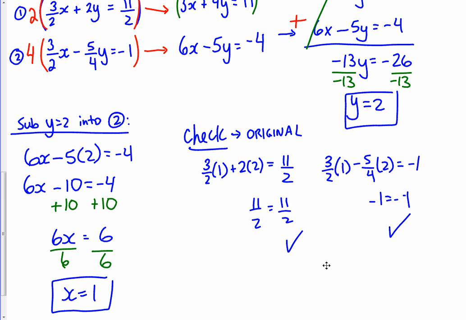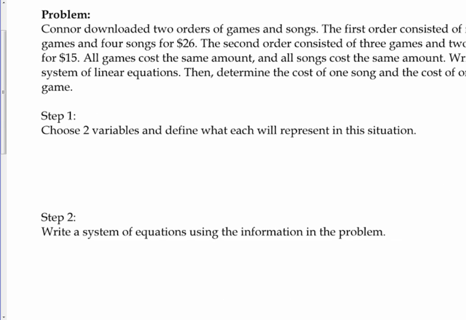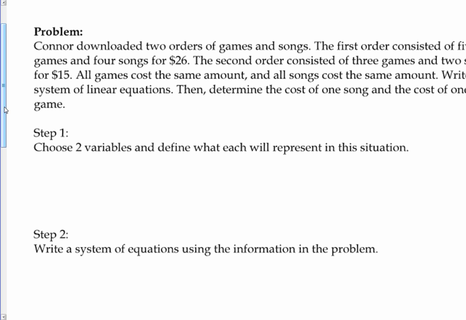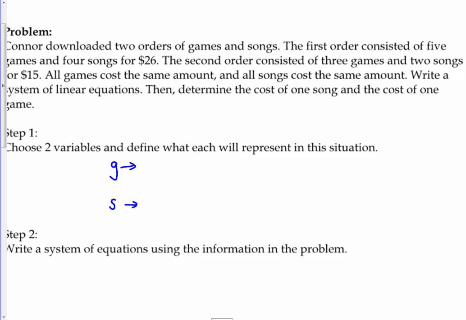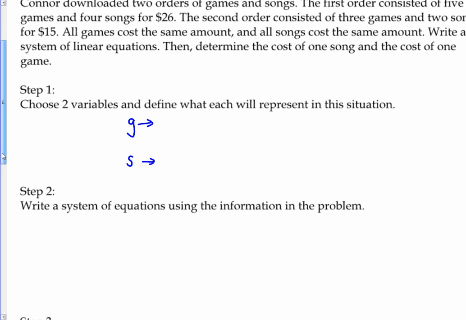Okay? All right. If you look at the next page, I just want you to write the equation. We're not going to solve it. We're just going to get you to write the equation. So read through this problem, and I want you to come up. Let's use the same variables. We're going to use G and S. Okay, please write the 2 equations. It says Connor downloaded 2 orders of games and songs. The first order consisted of 5 games and 4 songs for $26. The second order consisted of 3 games and 2 songs for $15. All games cost the same amount and all songs cost the same amount.